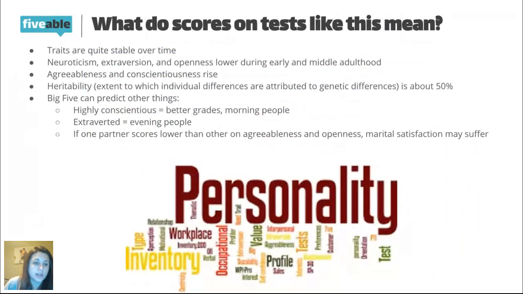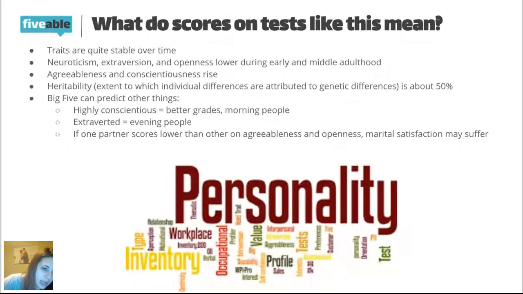Well, there's a few things that we can deduce from giving personality tests. One is that traits do tend to be quite stable over time. So someone who is highly extroverted on one occasion most likely is highly extroverted throughout their lives. We don't see huge personality shifts over our lifespan unless there's some big experiences.